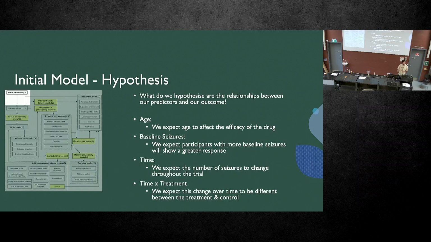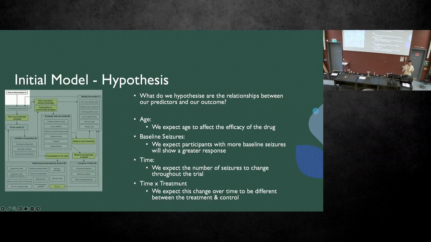So, we are expecting some impact of age on efficacy of the drug. We are expecting that people that have more seizures will see greater benefits of the drug. Because if you start a trial having 2 seizures, well, you can only reduce by 2. But if you start a trial having 10 seizures, you can reduce by a whole 10. Of course, we expect the number of seizures to change throughout the trial.